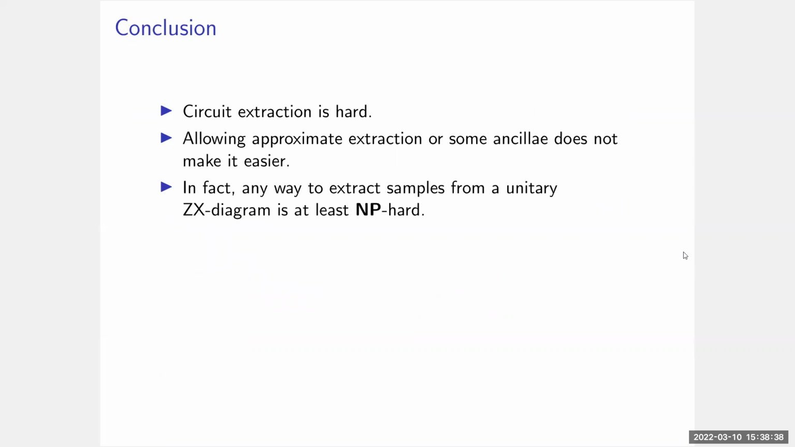Okay, so conclusion: circuit abstraction is hard. Meaning, if you don't have any promise on the diagram, except that it is unitary, then this is a very hard problem. There's no efficient procedure that is going to solve it. Allowing approximate extractions or allowing some ancillas does not make it easier. With some, I mean a logarithmic amount. It's an open problem when it's a polynomial number of ancillas. In fact, any way to extract samples from a unitary ZX diagram is at least NP hard. Okay, we don't know if it's maybe even harder than that, but it's at least NP hard.